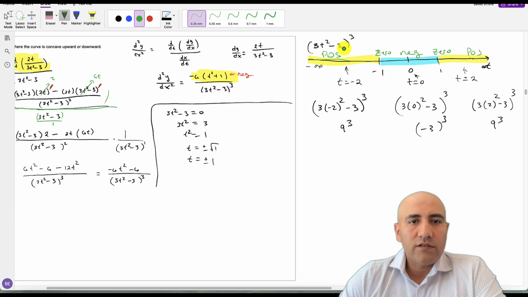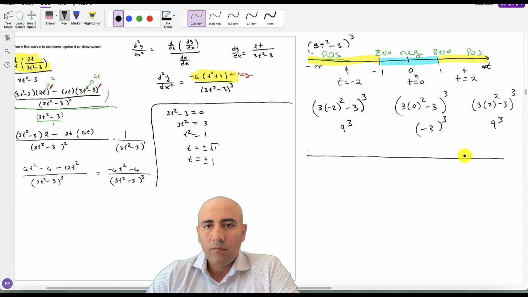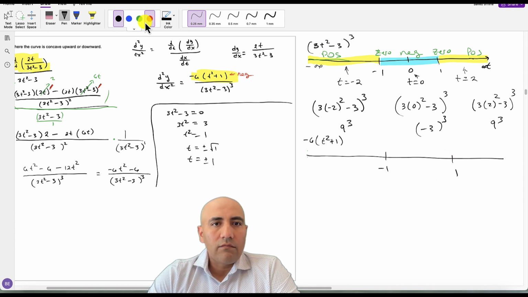Okay, but that's just the denominator, remembering that the numerator is always negative. We can combine that to give us our final answer. So let's combine that over here. If we have minus 6 times t squared plus 1, here is negative 1, here is positive 1, and this thing is always negative, so it's going to be negative in this zone.